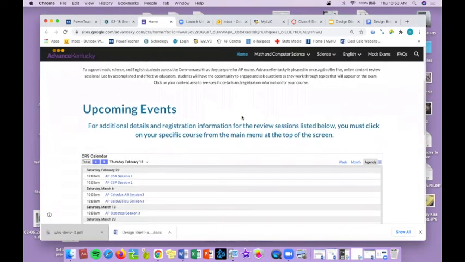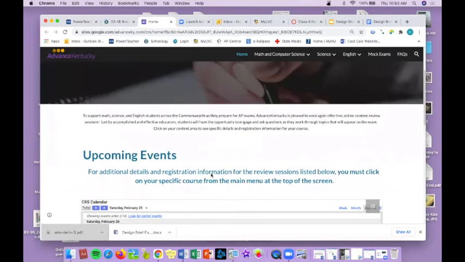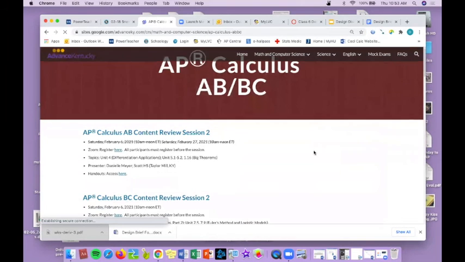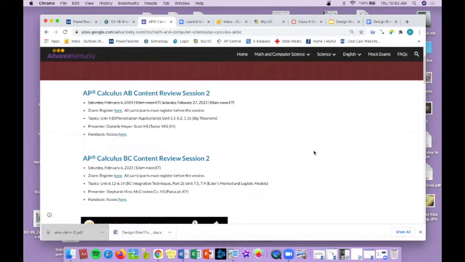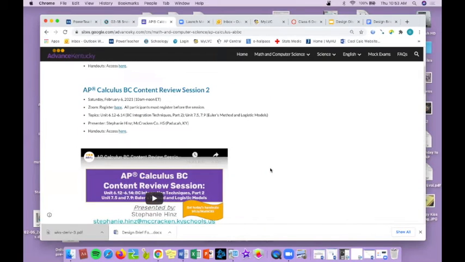Upcoming events. If you go into here, I'm not sure I trust this schedule here. If you want content, I would go right here, math and computer science, and go to AP Calc. And what you have here is, and they're kind of all over the place. I believe this is just a couple of high school teachers that are putting content up, because I watched a part of this review session. It ran 2 hours, so that's kind of painful.